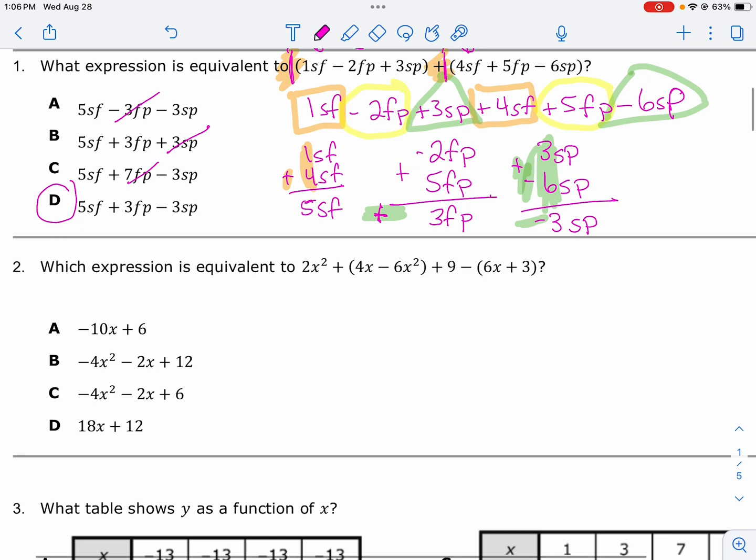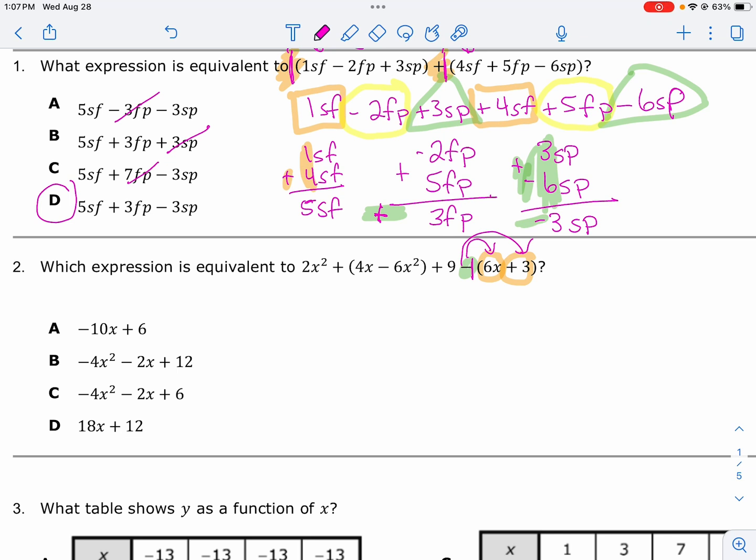Number 2. This one also has parentheses. The difference is this time one of them is a negative. So we are going to have to do some distribution. I'm going to go ahead and set us up where we can do that successfully. I'm going to be multiplying negative 1 times 6x and negative 1 times positive 3.